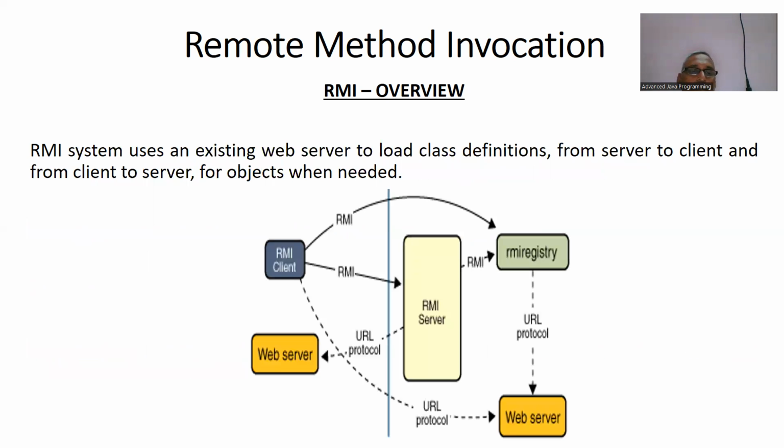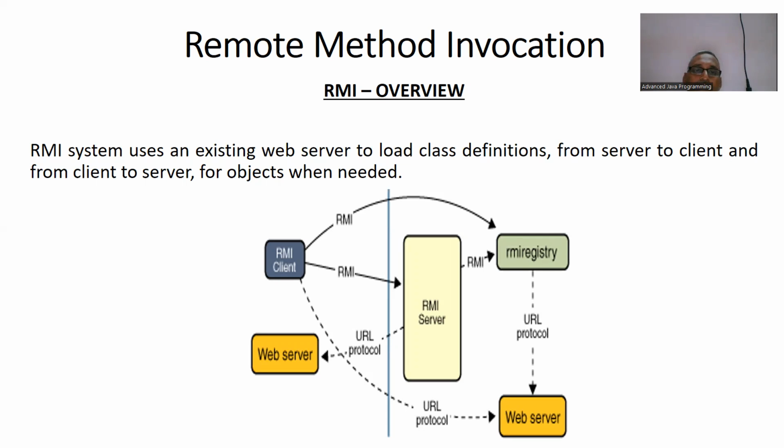The illustration also shows that the RMI system uses an existing web server to load class definitions from server to client and from client to server for objects when needed. First RMI client, the data moves to RMI server, RMI registry, then URL protocol, then moves to web servers, then returns back to client.